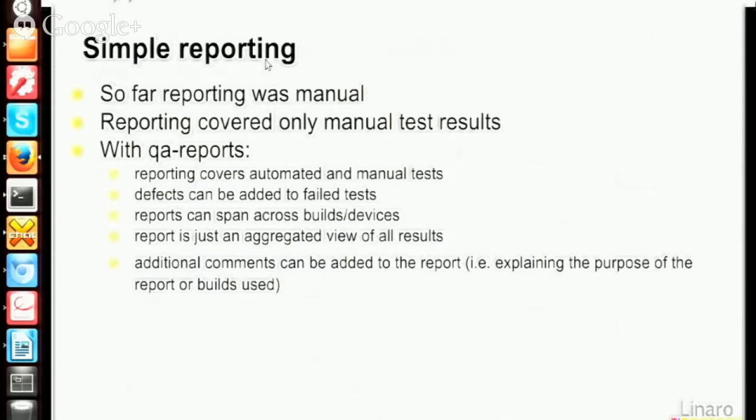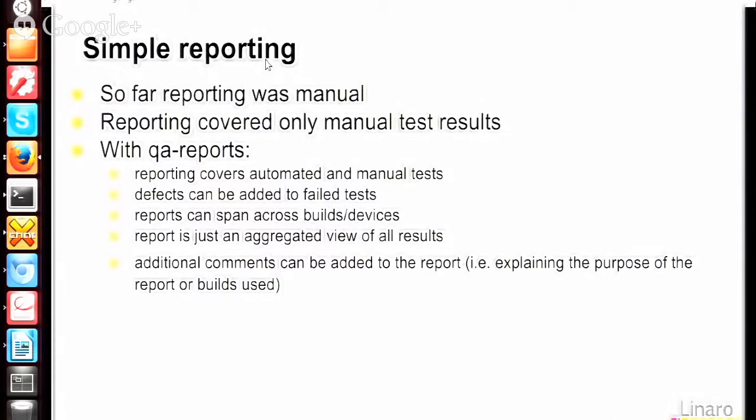So, as I said, reporting was a pain for me, and not only for me. I hope with QA reports it will be a bit simplified. There is a way to add one build or one job to the report, or more than one, and then have all the results aggregated. It covers both manual and automated tests.